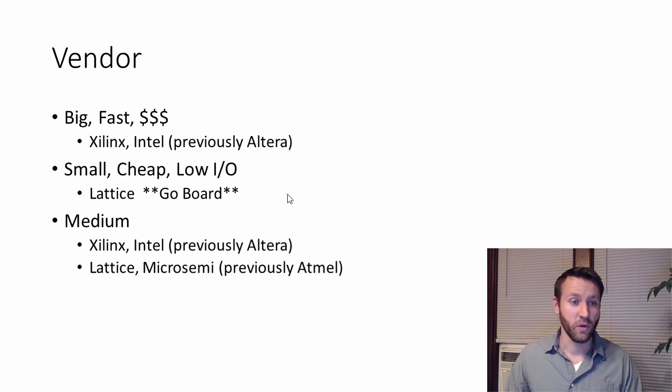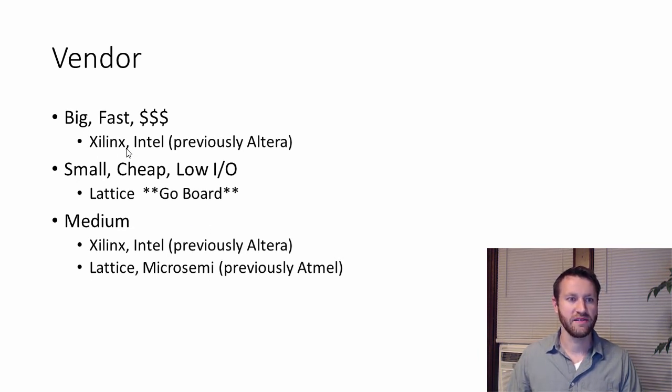As a matter of fact, for the Go board, I chose Lattice because my number 1 requirement for my design, when I designed the Go board, was make it cheap. I know that people don't want to spend a lot of money on a little development board they're trying to get familiar with. They want to see if FPGAs are right for them. So I went to the cheapest vendor I could find, and that's Lattice. So I'll talk a little bit more about how I chose the FPGA for that.